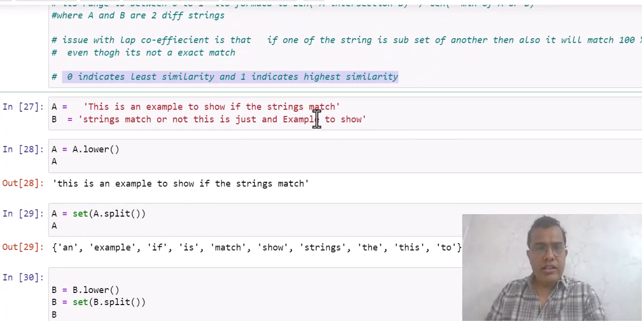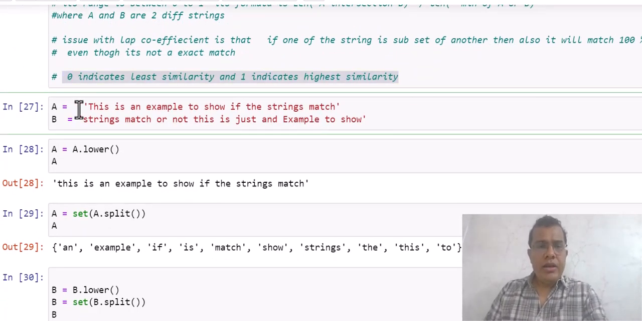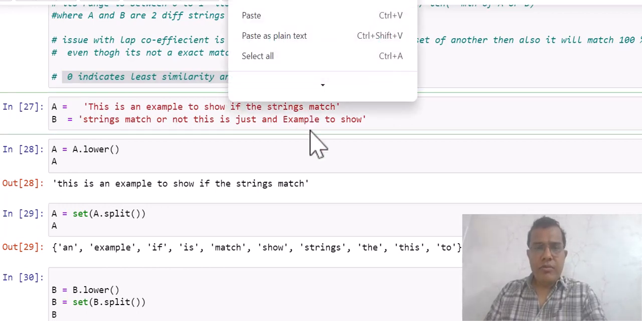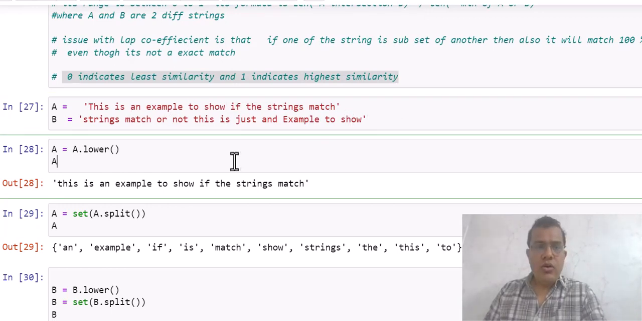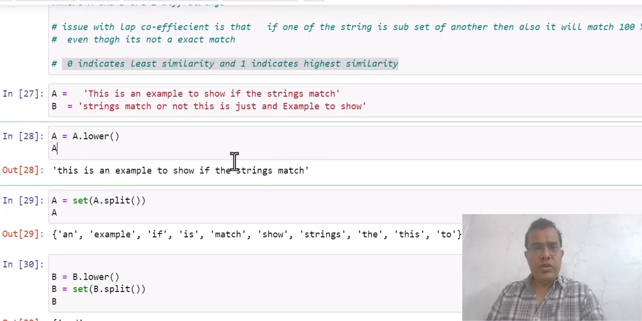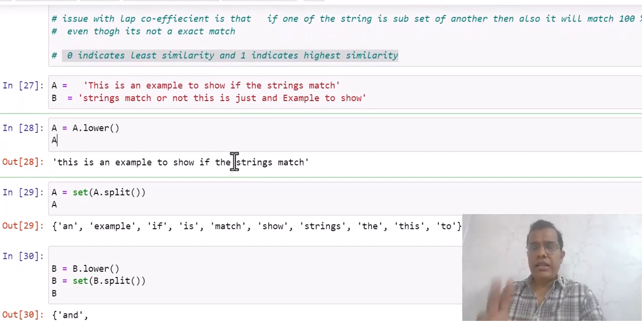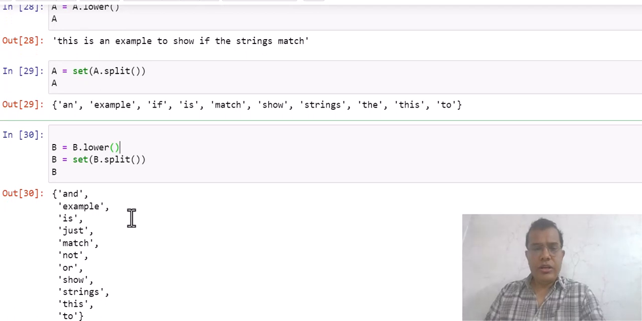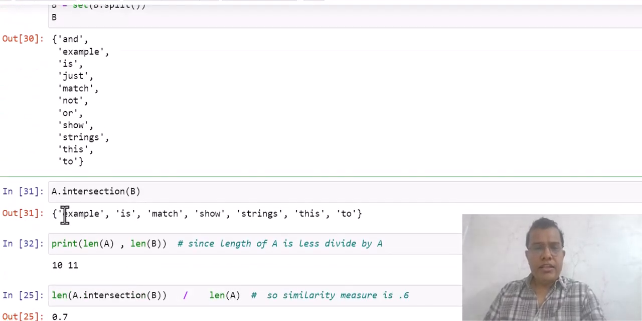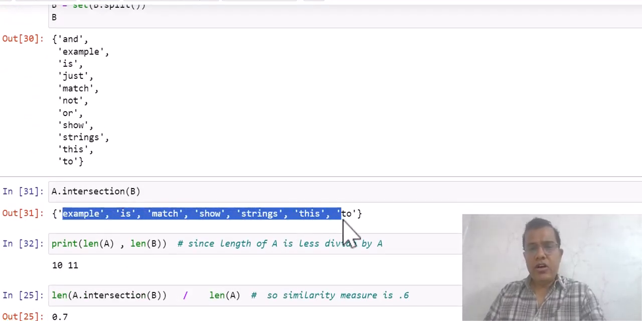So for example, I have taken two strings, and this is an example to show whether string A and string B match or not. First of all, I convert everything into lowercase, string A and B both, because Python is case sensitive. And then we do a split. The same process is repeated on string B. And then we find the intersection, so we see which words are common to A and B both.